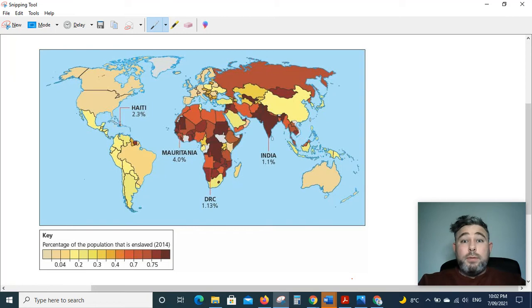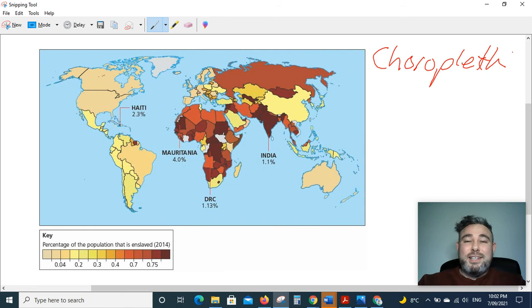Let's talk about Choropleth maps. Choropleth maps are nothing special really, but they're one of the standard maps that you often see, which name you've probably never heard of before. So if I just write it up here, Choropleth, with a TH at the end.